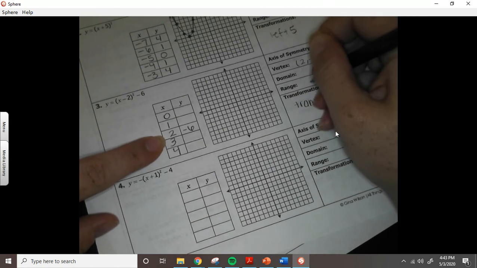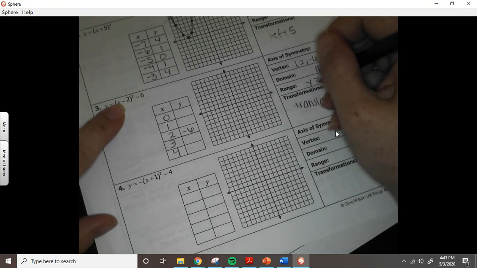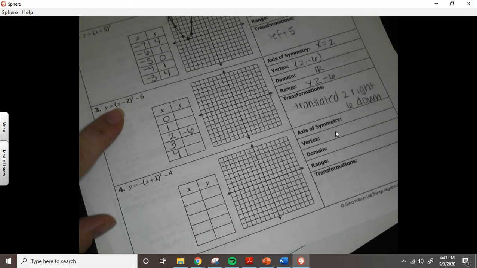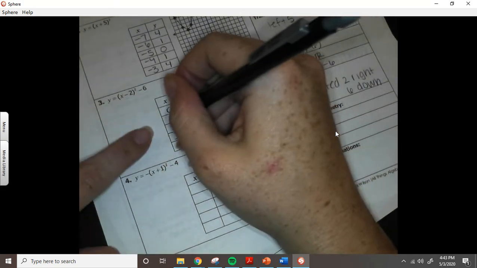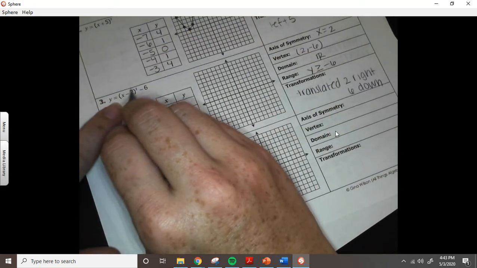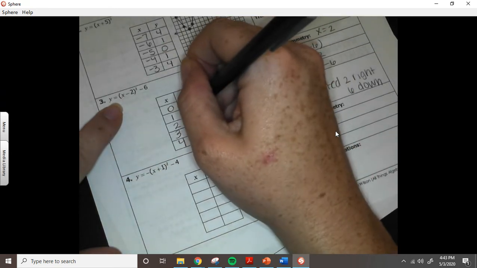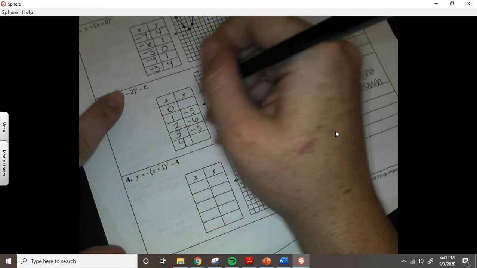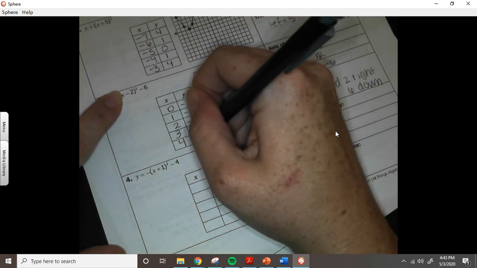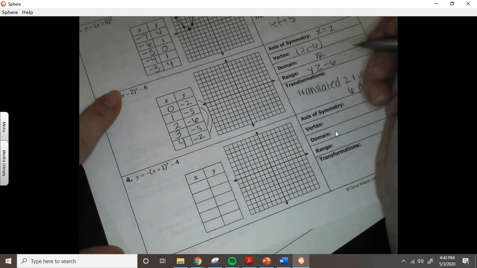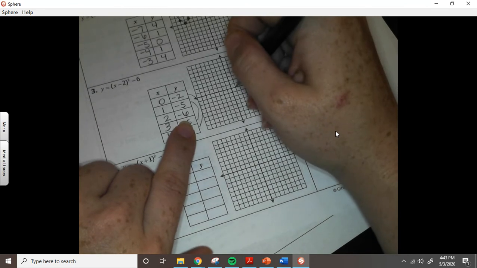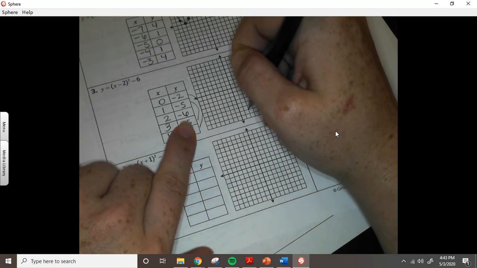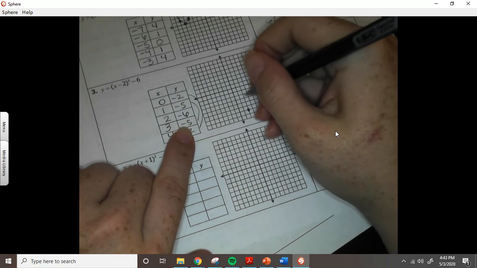Domain, all real numbers. Range, y greater than or equal to, because it's going up, and then our y value is negative 6. All right. So if we plug in 1, we get negative 1 squared, which is 1. 1 minus 6 is negative 5. We plug in 0, negative 2 squared is 4. 4 minus 6 is negative 2. And again, same, so 2, negative 6.